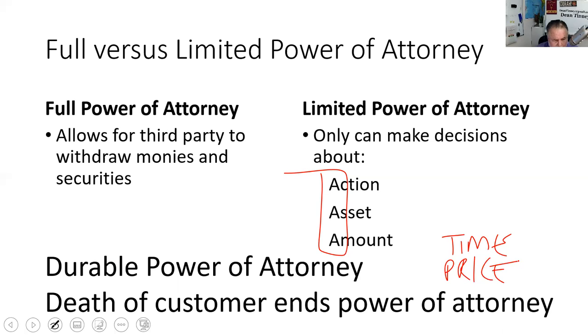Now, if it's a durable power of attorney, my power of attorney exists even if you're legally incapacitated. If it's not durable, then it ceases there. So we have durable power of attorneys and power of attorneys that are not durable. Durable means my power of attorney, as your third party who can trade your account, survives your legal incapacitation. Now, there's no version of a power of attorney that exists once you die. So once a customer dies, that ends the power of attorney, the trading authorization.